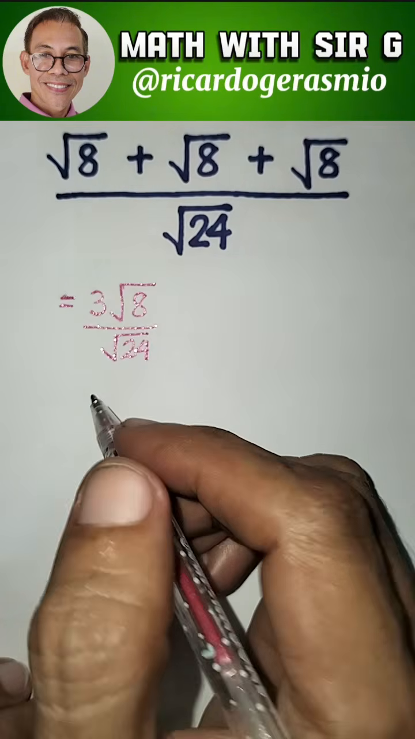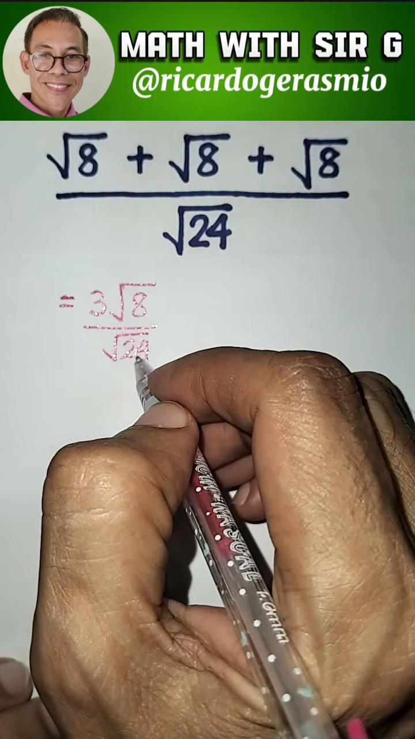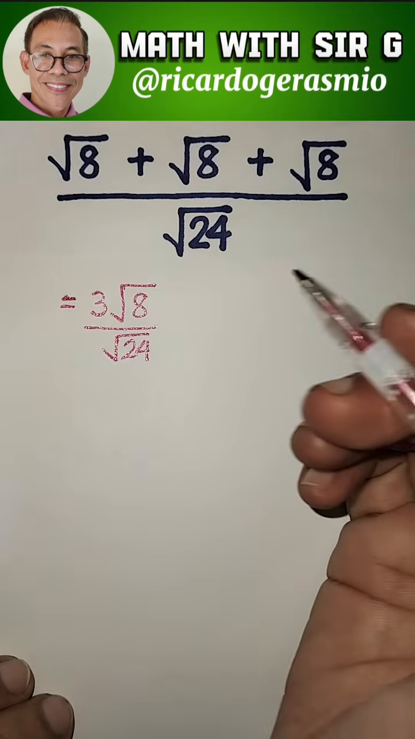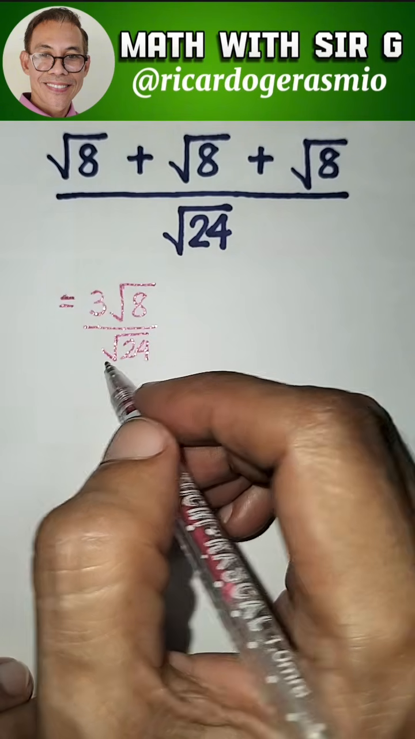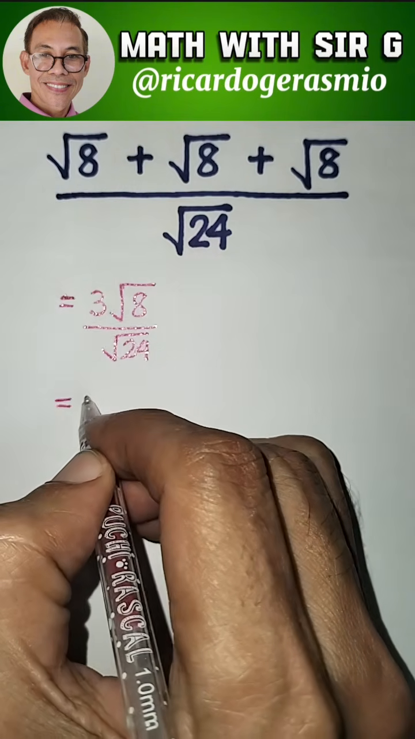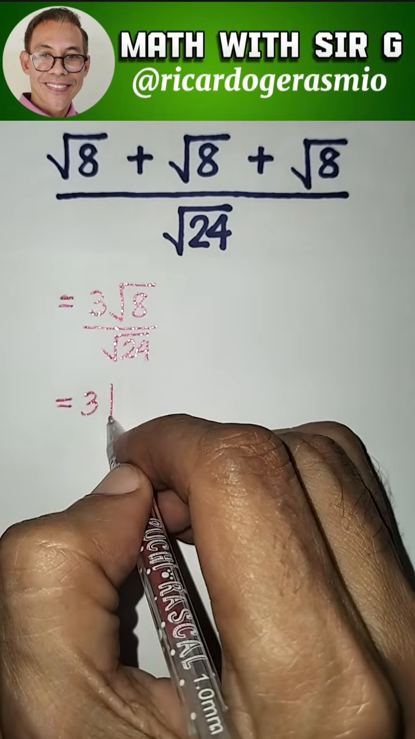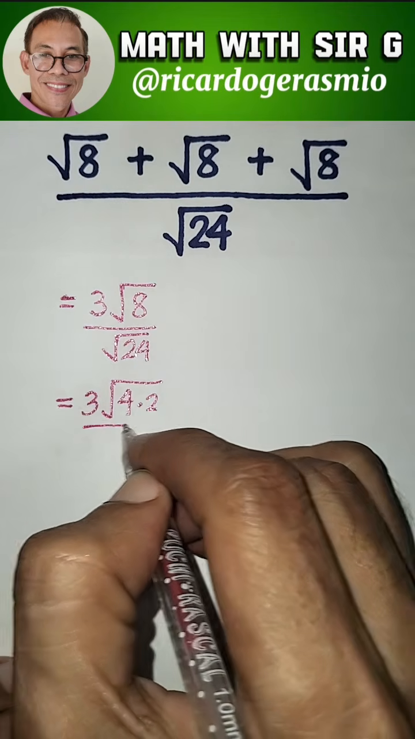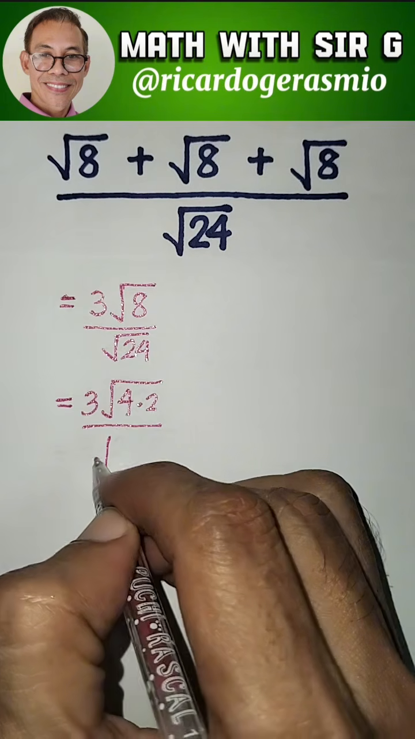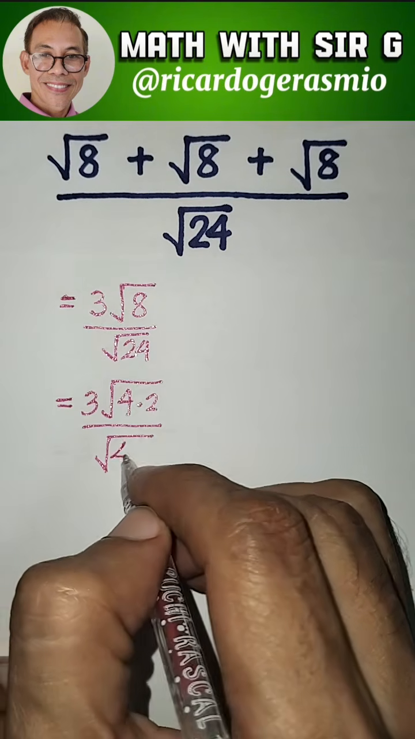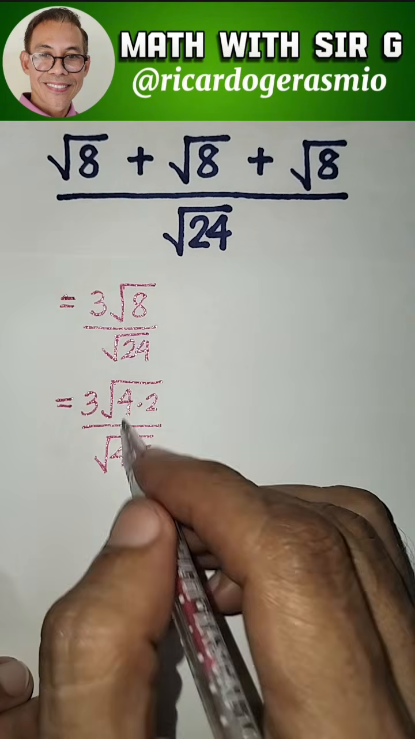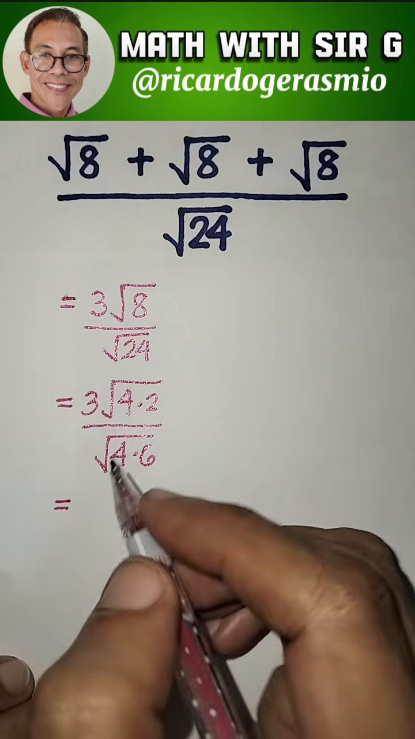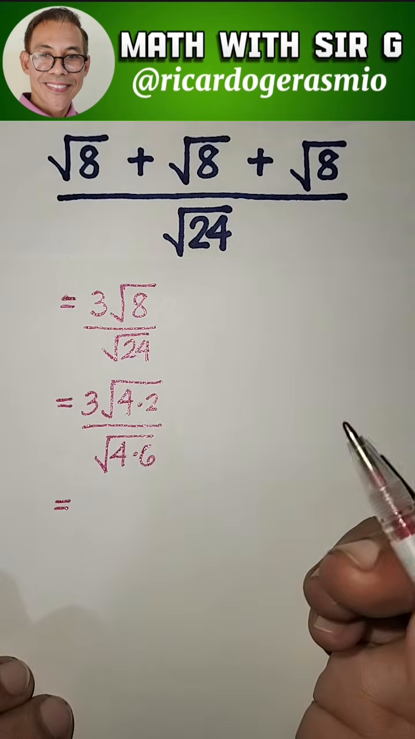Okay guys, so let's continue. Since our radicands here, 8 and 24, are not perfect squares, we will have to get two factors in which one of them is a perfect square. So it equals 3 square root of 4 times 2 over square root of 4 times 6. So 4 here is a perfect square. So next guys, let's get the square root of 4 in the numerator and the denominator.